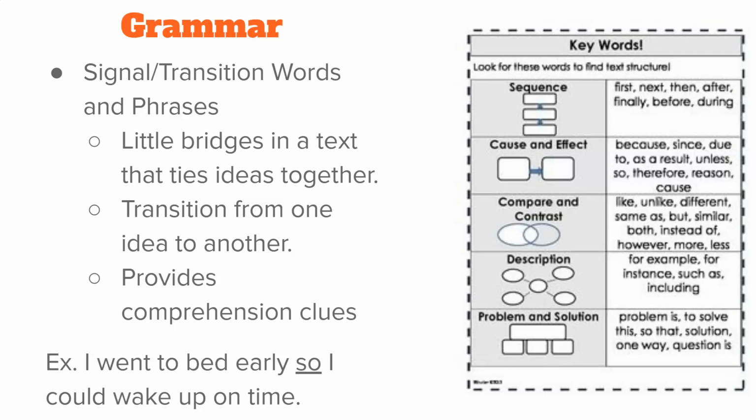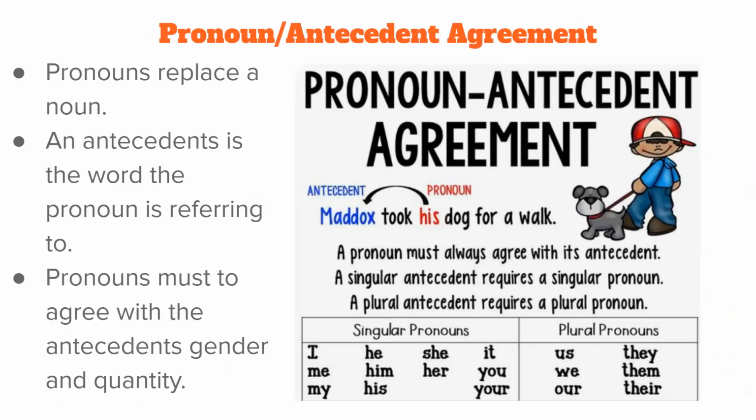There are so many signal and transition words. A common one is the word because. Students need to know that when they hear the word because in a sentence, something is about to be explained or they're about to be given an answer to something. Okay, we're going to go to the next slide.